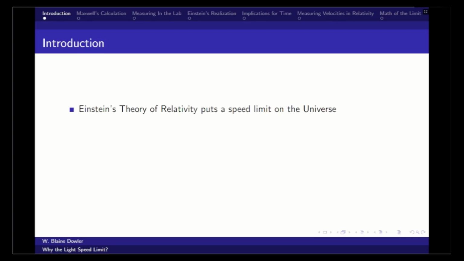First off, Einstein's theory of relativity puts a speed limit on the universe. Specifically, that speed limit is the speed of light in a vacuum, given the variable c. So why would that be a speed limit?